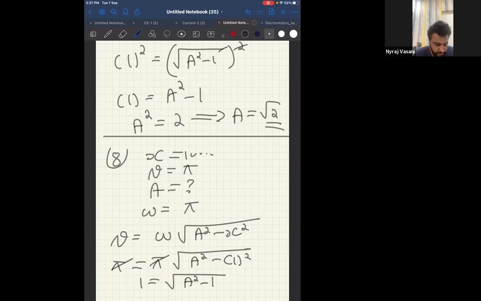Getting it, all of you? And answer is in centimeter itself. I have not converted anything into meter. Therefore, A is equal to root 2.